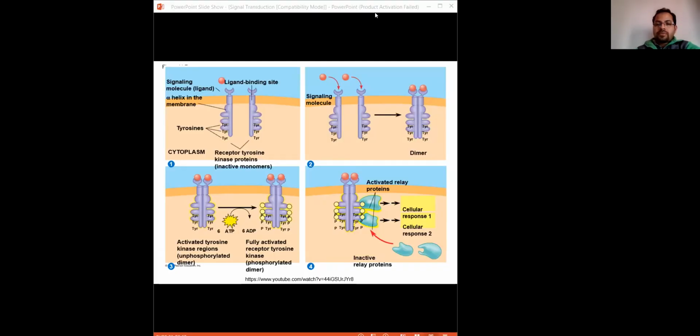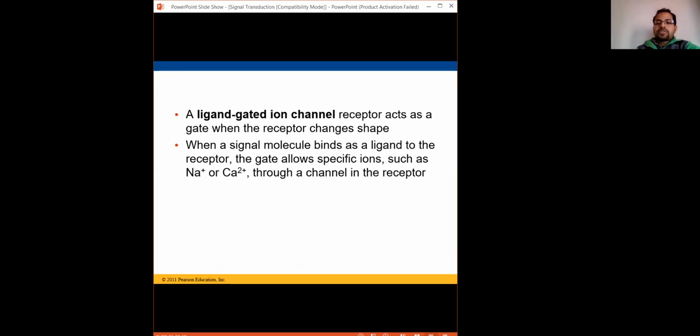So far we have discussed the activities of GPCR and receptor protein tyrosine kinase. Now there is another channel protein which is also found on the plasma membrane, and that is known as the ligand gated ion channel.